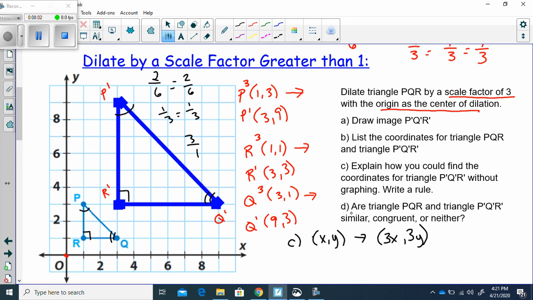These would be similar because the sides are of the same proportion. The sides are proportional, okay? If the sides were the same, it would be congruent.